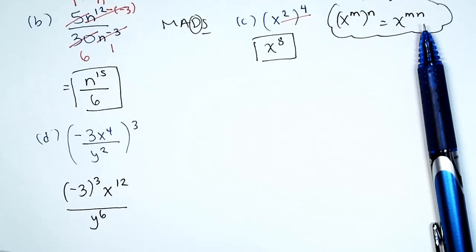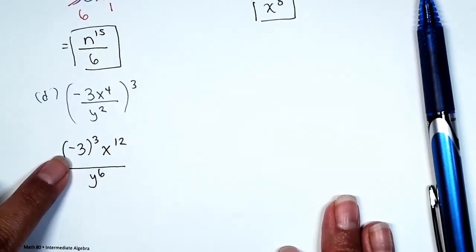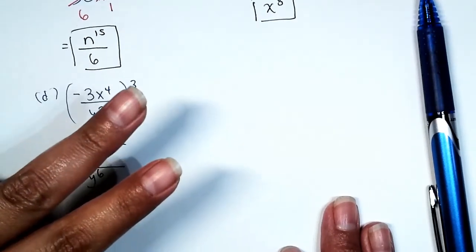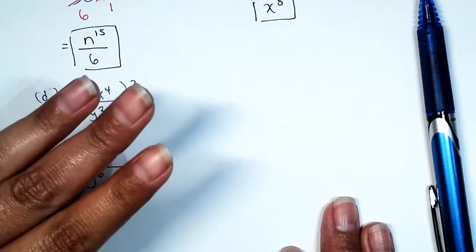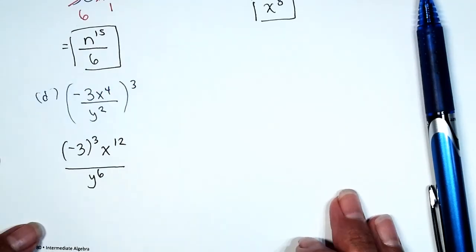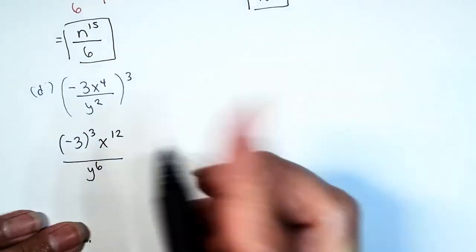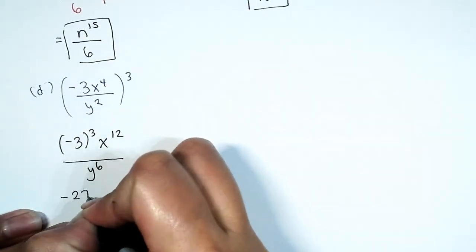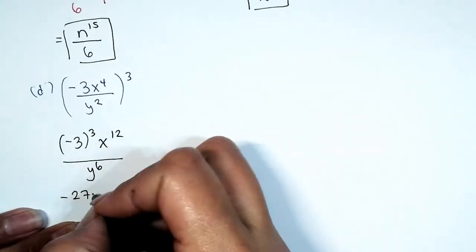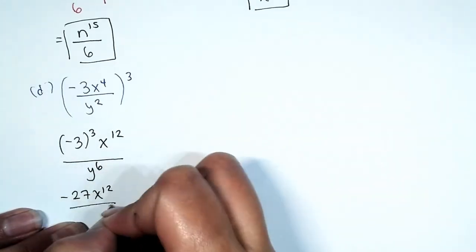We just have to evaluate -3 to the third power. -3 times -3 is 9, and 9 times -3 is -27. See, who says we're too old to use our fingers? To this day, I always use my fingers. So that will give us -27. There's nothing to do with the x, and there's nothing to do with the y.